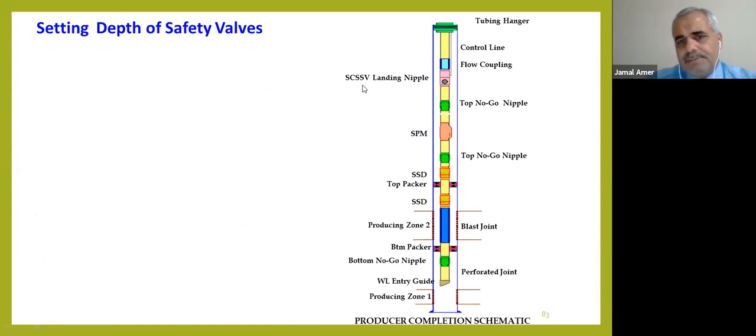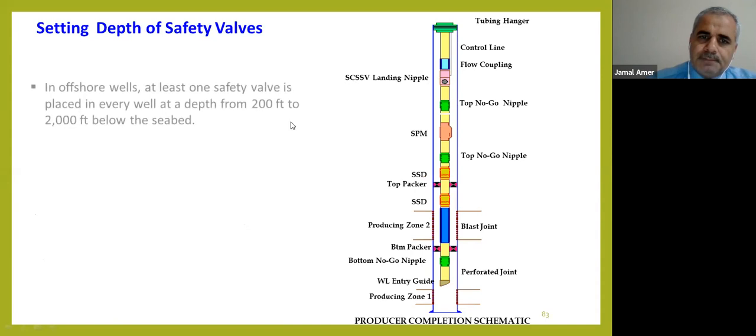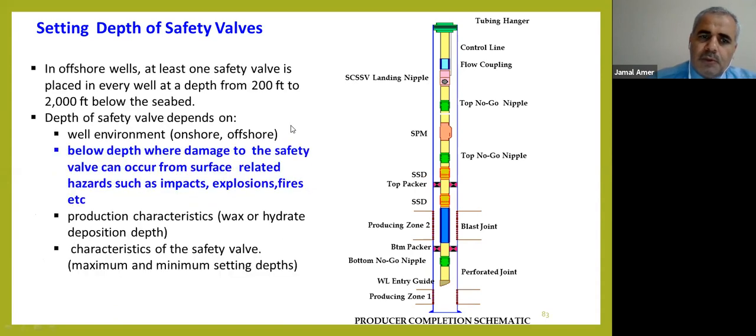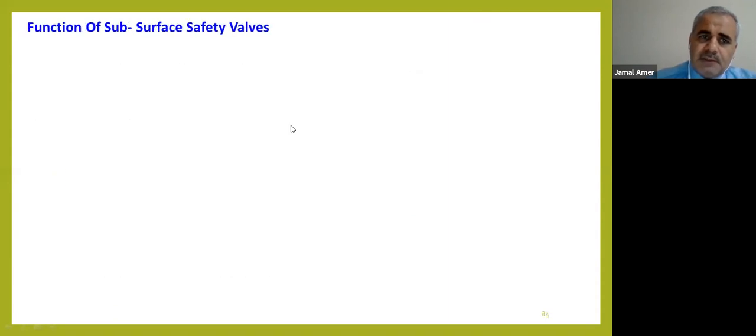We see here the landing nipple to accommodate the subsurface safety valve. This is the control line, as we see here. So this is the subsurface safety valve at around 100 to 150 feet, depending on the company policy. As I told you, we have two types of subsurface safety valve.